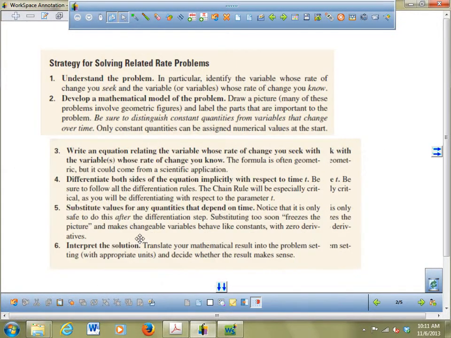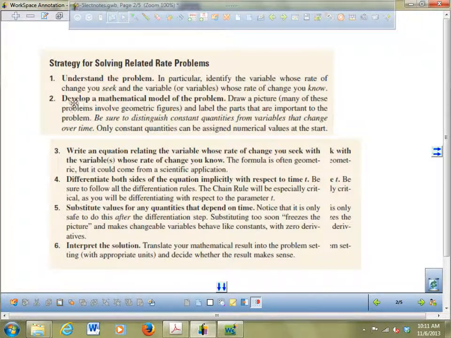So now, this gives you a bunch of steps. Oh, I accidentally copied too much. It's okay. So here's a bunch of steps for solving a related rate problem. Understand the problem. It's really important that you know these steps. You don't write all this down, but just think about it. Understand the problem. In particular, identify the variable whose rate of change you seek, and the variables whose rate of change you know.